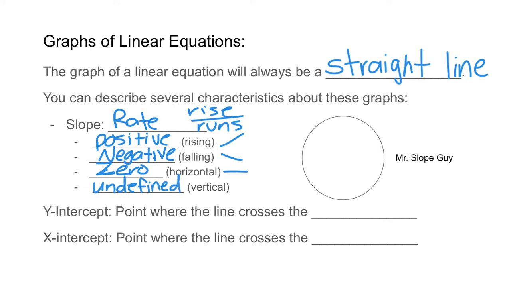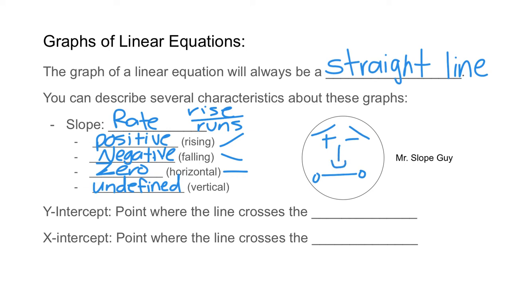So one way that helps you maybe to remember this would be Mr. Slope Guy. And some of y'all that had me for foundations last year will remember him. But Mr. Slope Guy looks like this. He reminds us that a positive slope goes up from left to right. A negative slope comes down from left to right. A horizontal slope is 0. And a vertical slope is undefined.